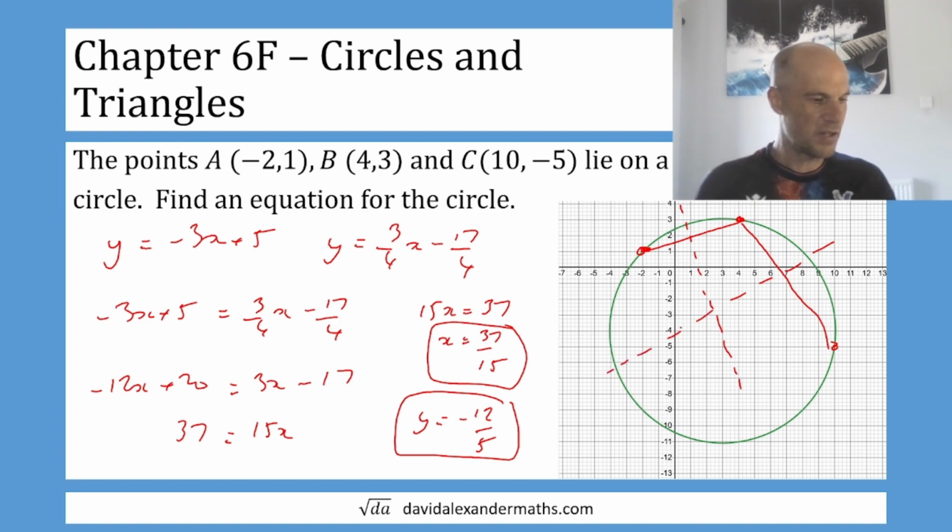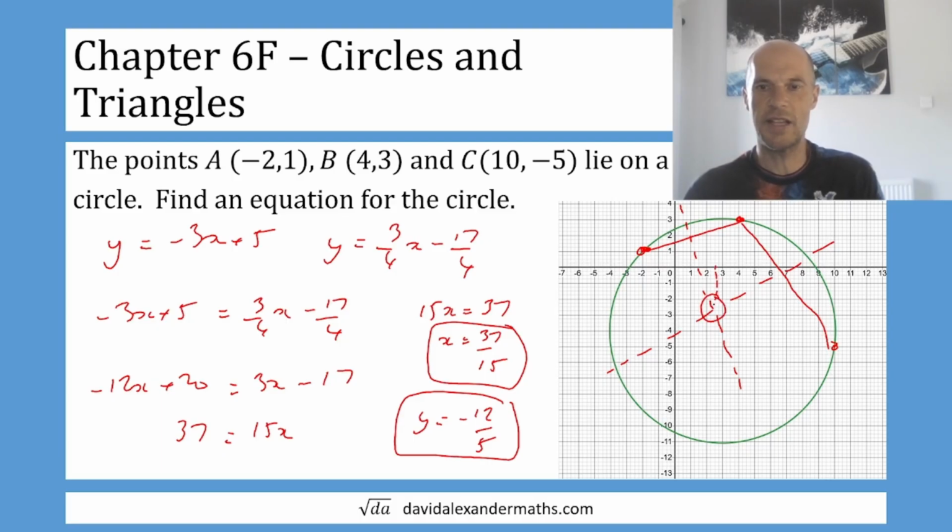Okay, so what is 37 over 15? I doubt my diagram is particularly accurate. So that is 2.46. Okay, well that's sort of vaguely believable. And the y coordinate, minus 12 over 5, of course, is -2.4. So actually it's a pretty decent effort on this one here. So I've got the coordinates of the center of the circle. So now I can do the equation.